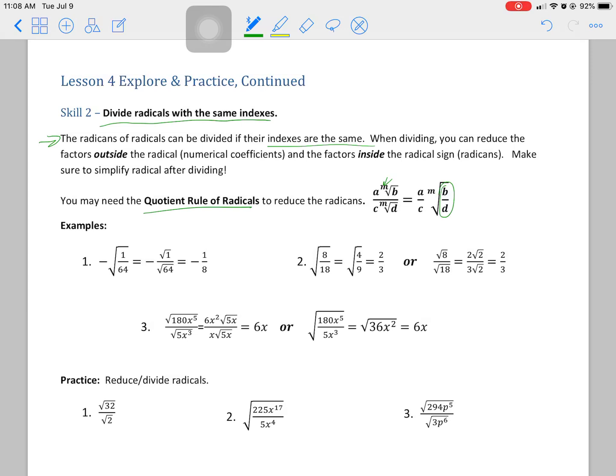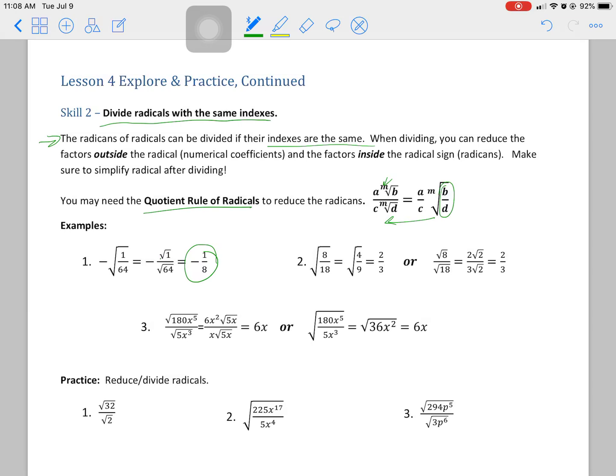There's no way to reduce a 1 and a 64, so go back this way by separating them into the same indexes, okay? So the square root of 1 over the square root of 64. That way you can do the square root of 1 is 1, the square root of 64 is 8. So that is one way to do it.